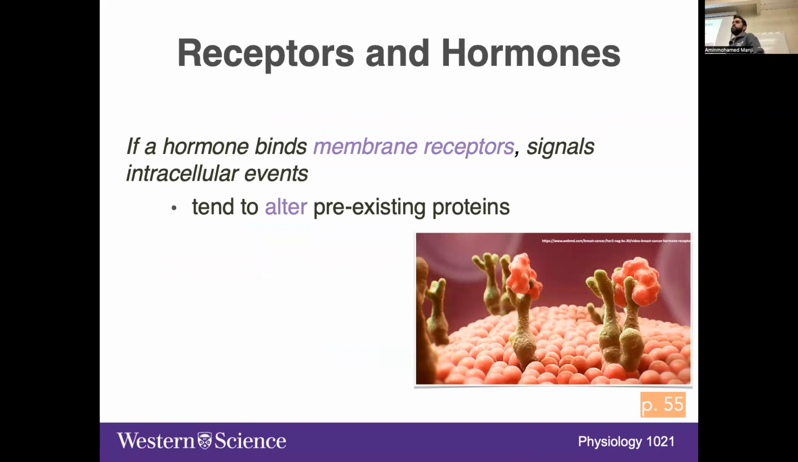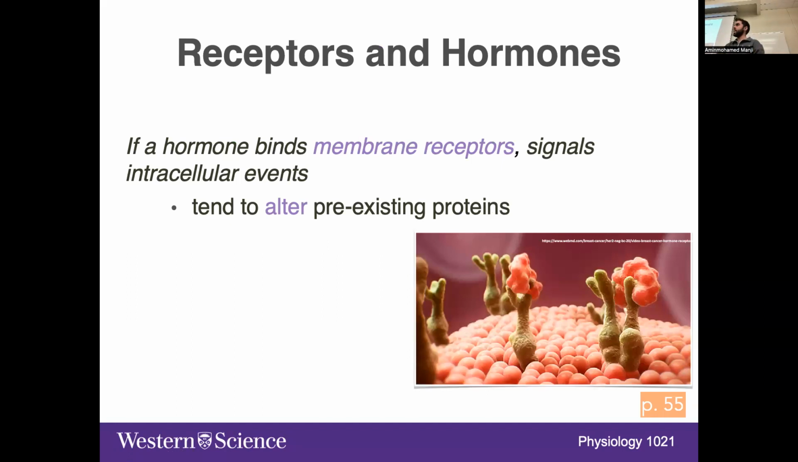One last distinction: protein hormones and hydrophilic amine hormones. We tend to say that they alter pre-existing proteins. So what does that mean specifically? It means the proteins are already made within a cell, and once the hormones bind to the receptor, it causes something to happen to those pre-made proteins.